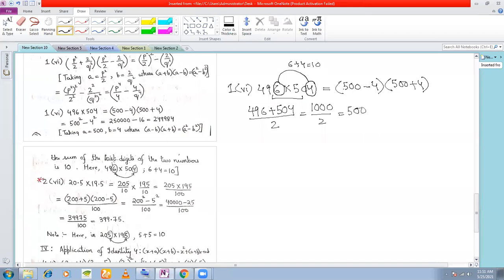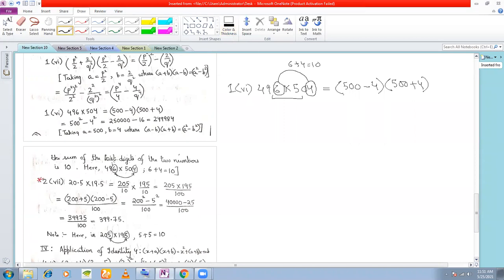Remember always: 500 is the half of the sum of the two numbers. Taking half of the sum of the two numbers, you can do this in rough.